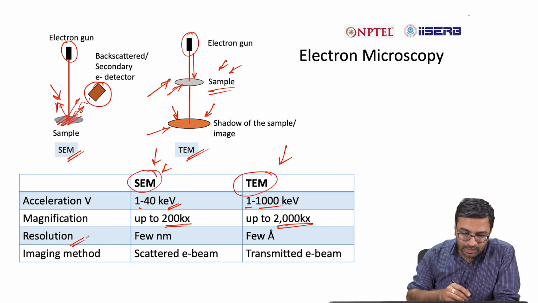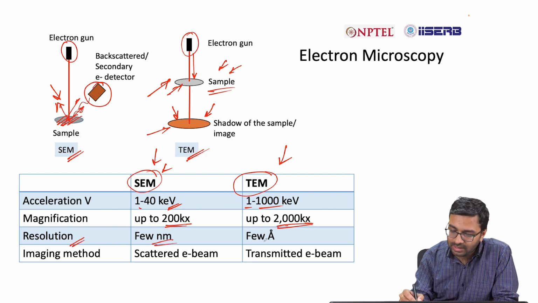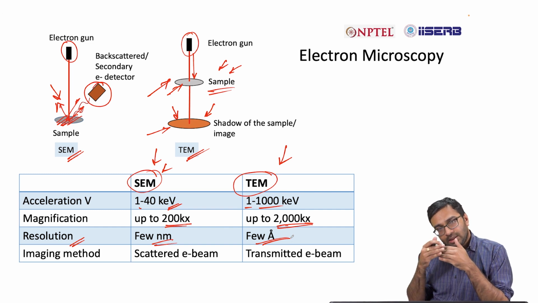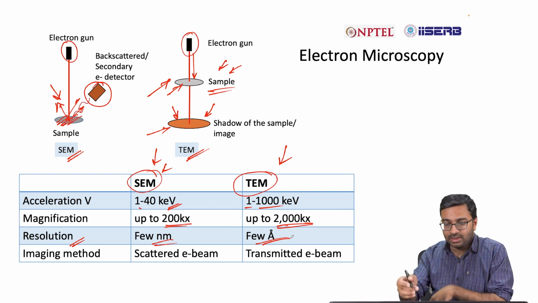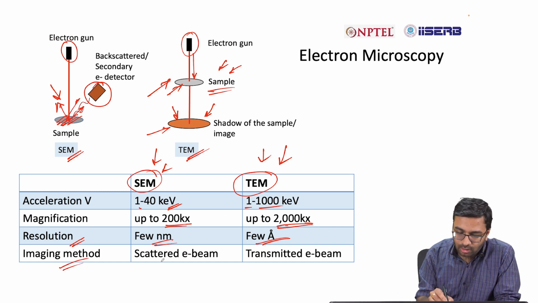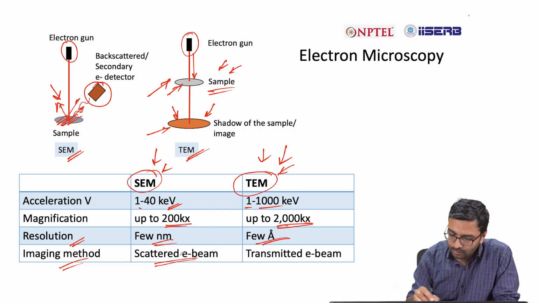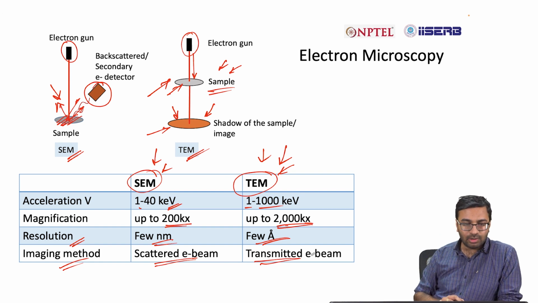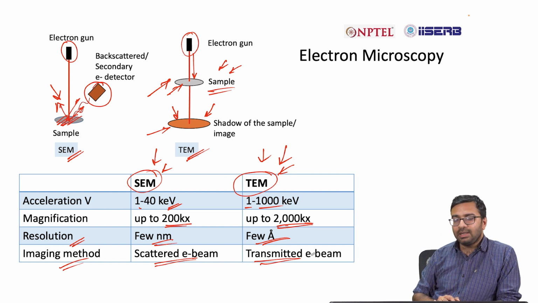Then the resolution of a SEM is few nanometer. However, in TEM you will find the resolution is few angstrom. Basically you can see crystal planes using transmission electron microscope. The imaging method is based on scattered electron beam. In case of TEM, it's like transmitted electron beam. So these are the basic differences between SEM and TEM.